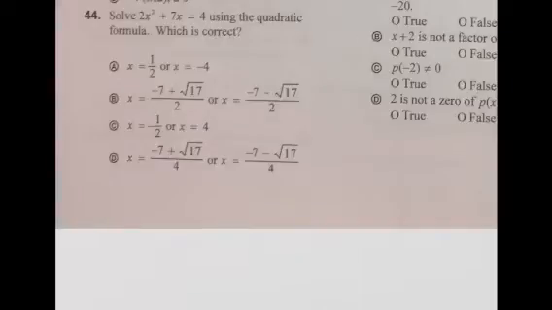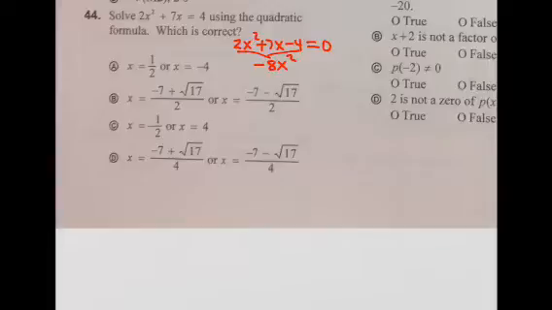So 44 tells you to use a quadratic formula and choose the one that's correct. I'm going to move everything to one side, so the 4 moves over to the left side. I'll write it in this color too: x squared plus 7x minus 4. But I always check to see if it factors. It does factor, and I know it tells you to use a quadratic formula.